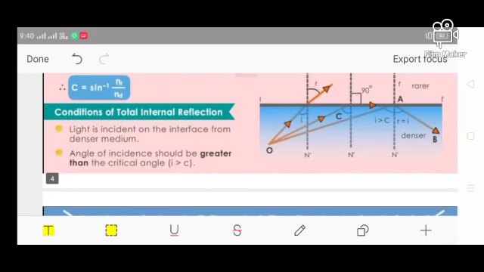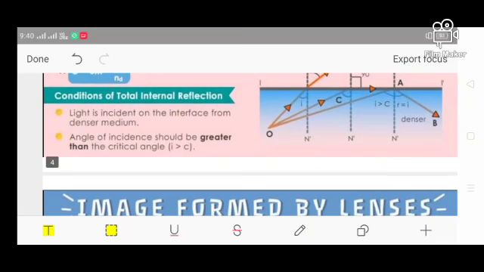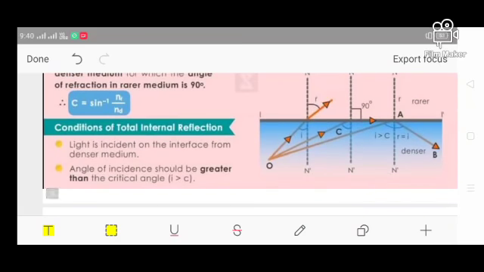The next point says the angle of incidence should be greater than the critical angle. When the angle of incidence is greater than the critical angle, then we can say total internal reflection will occur. So it's a very simple thing. When i is greater than C, total internal reflection occurs.